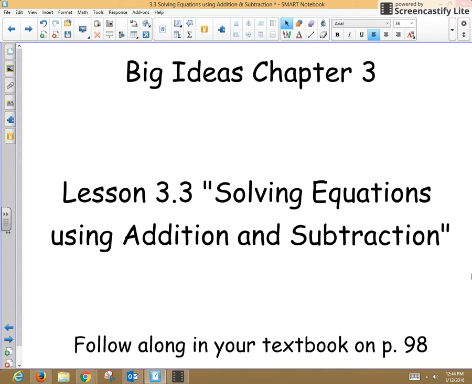Hello students, today we are covering lesson 3.3 on solving equations using addition and subtraction. Follow along in your books on page 98.